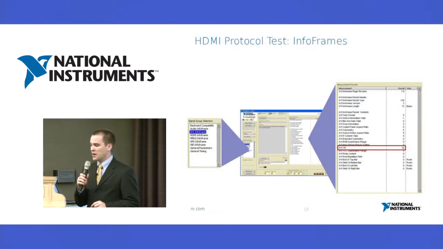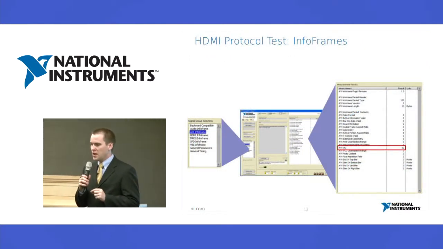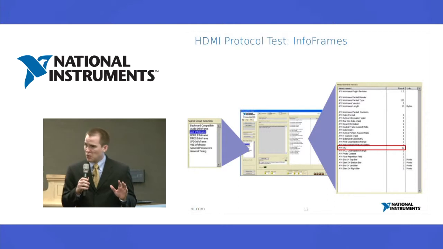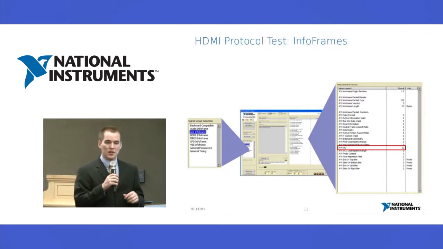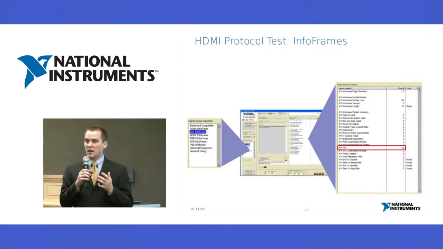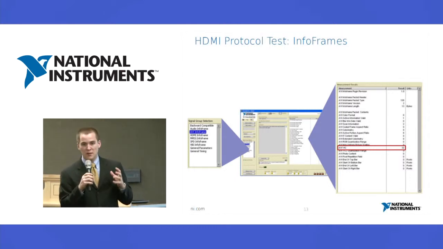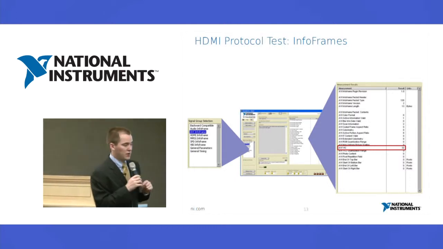Like I was saying earlier, an important part to be able to test, maybe not so much in production, but probably in design and validation, is InfoFrames. And so we have a good way to analyze that part of the HDMI protocol, the InfoFrames. It also comes with Video Measurement Suite.